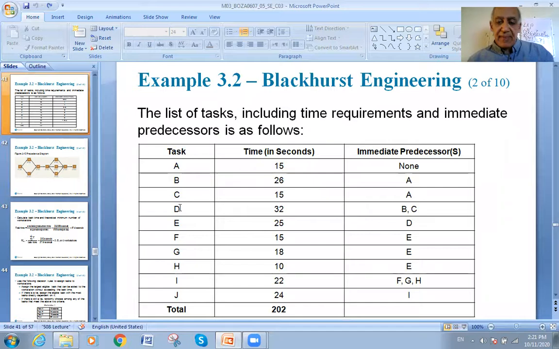Let's go to D. D is 32. Okay, I will draw a square and write inside it or beside it 32 seconds. The time of this stage D is 32 seconds.